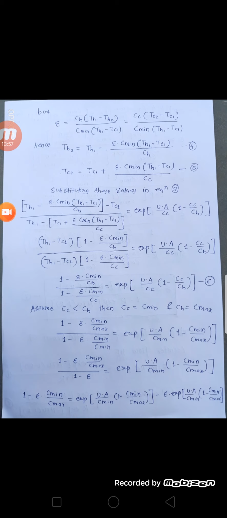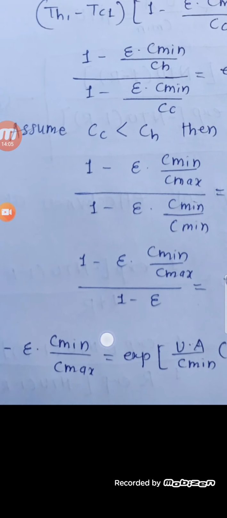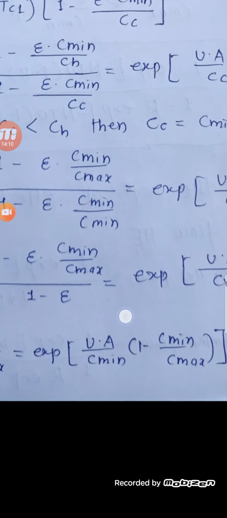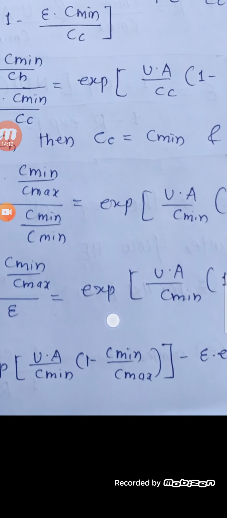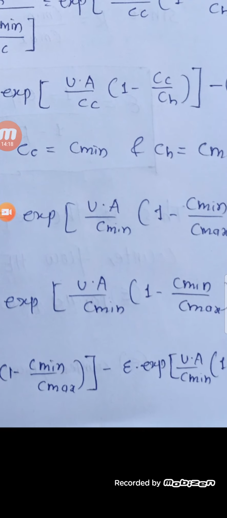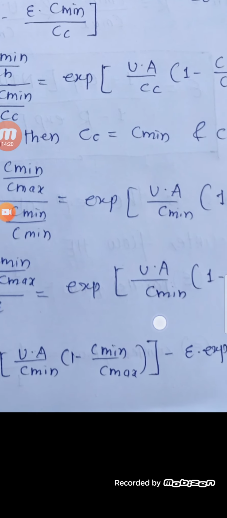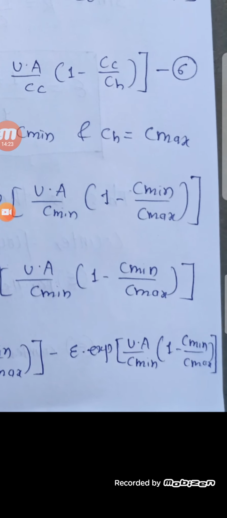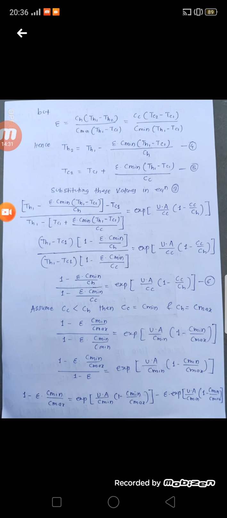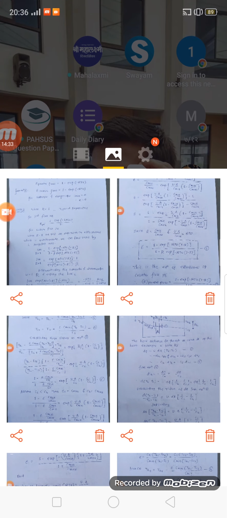So now I have to take this 1 minus epsilon to the right hand side. What about the left hand side? That is 1 minus epsilon into C minimum upon C max is equal to, multiplying the right hand term with 1 minus epsilon, the first term will be same, that is exponential of UA upon C minimum into bracket 1 minus C minimum upon C max, minus epsilon into exponential of this term, that is UA upon C minimum into bracket 1 minus C minimum upon C max.